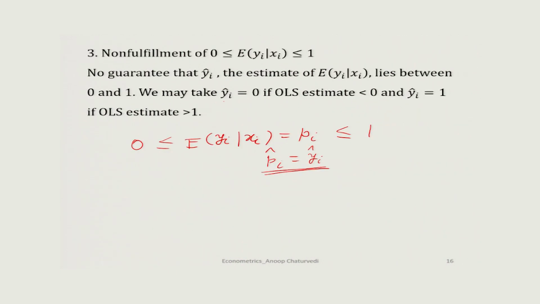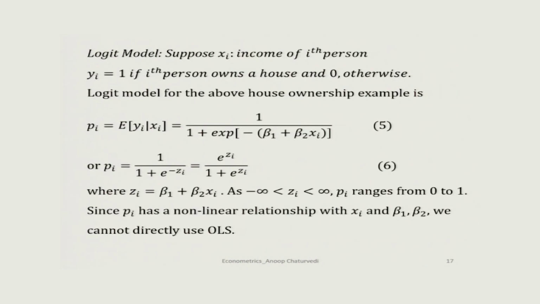So, we may take y i hat equal to 0 if the OLS estimate is less than 0, and y i hat equal to 1 if the OLS estimate is greater than 1. But this is just an ad hoc procedure. So, normally we do not use the linear probability model for modeling such kind of dichotomous variables. Now, we consider logit models.